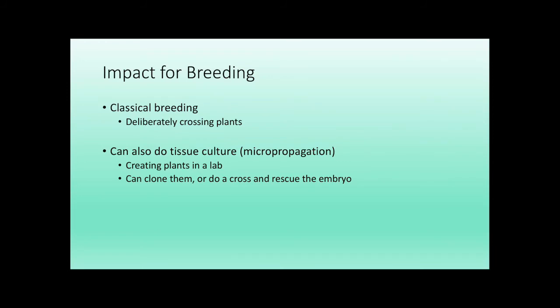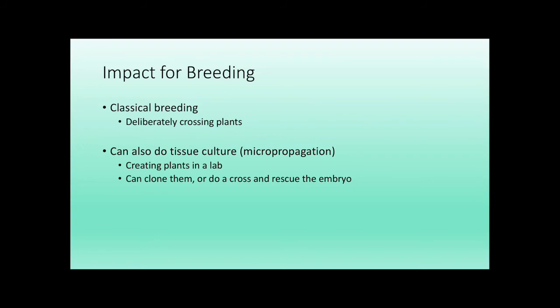Classical breeding is deliberately crossing our plants. You take plant A and you take the pollen from it and you put it on plant B because you think that you'll get some interesting results from that. Flower color, height, whatever that might be. We can also do this in a lab, in a tissue culture lab, which we call tissue culture or micropropagation. So you can clone the plants from other parts of the plant.